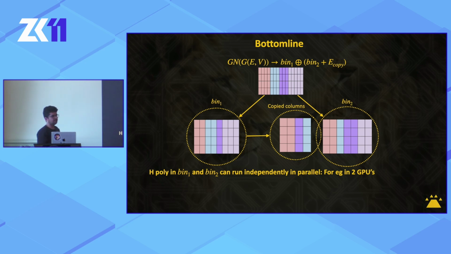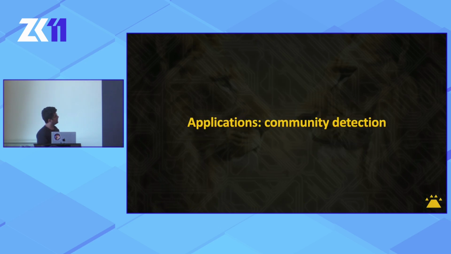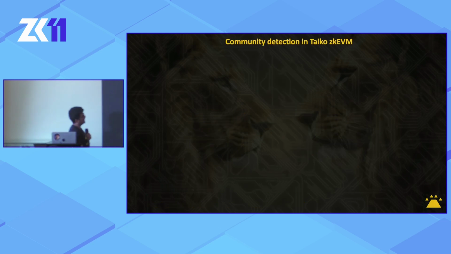And I'll show you in an example where it actually is beneficial. So essentially, we can solve memory bottlenecks by splitting the trace. And the trade-off space, as I said, is to recompute a small number of entities. And if you can afford it, it's a good trade-off. Okay? So let's apply it to some ZKEVM circuits.